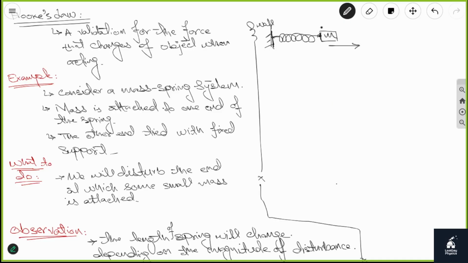You are either going to pull this mass, or either you're going to push this mass inward, correct? So you either are going to pull or push it. Any kind of disturbance you do, you make the disturbance, and what it is actually is either pull or push.